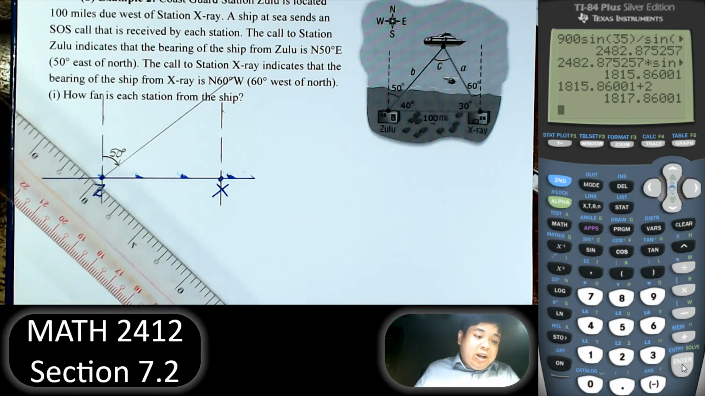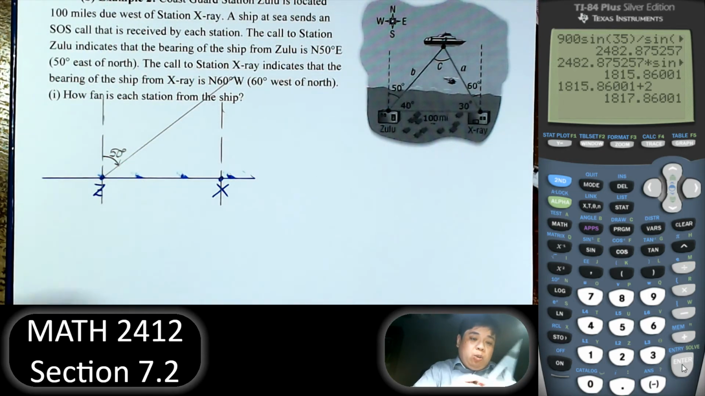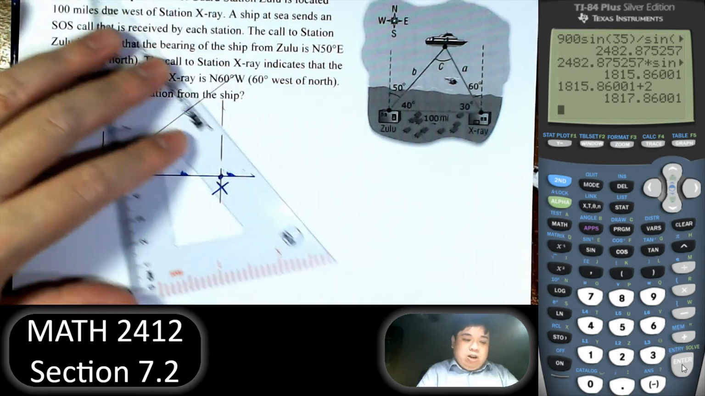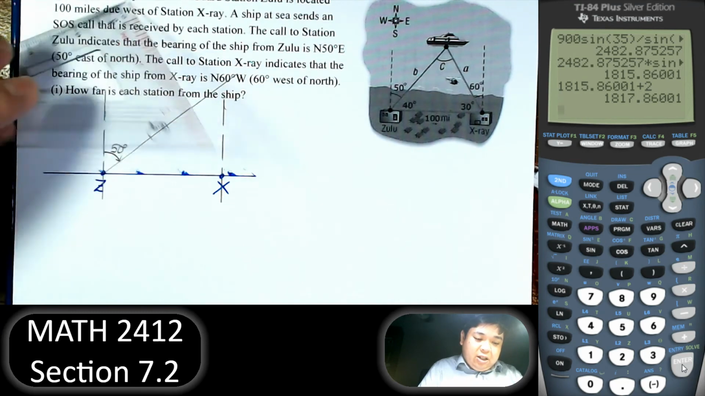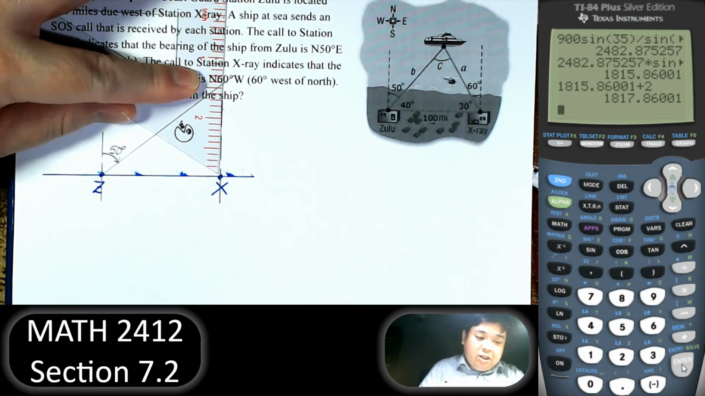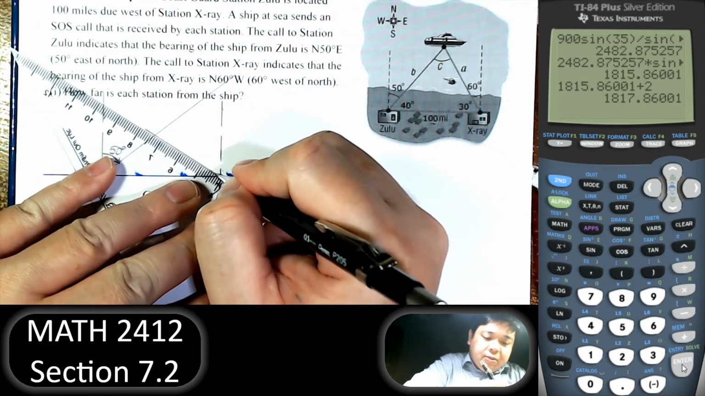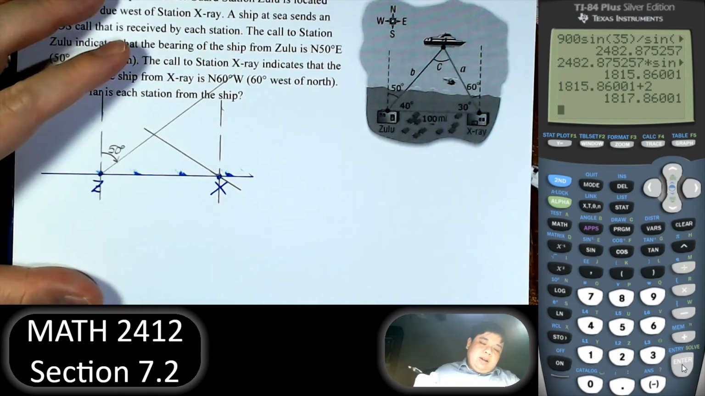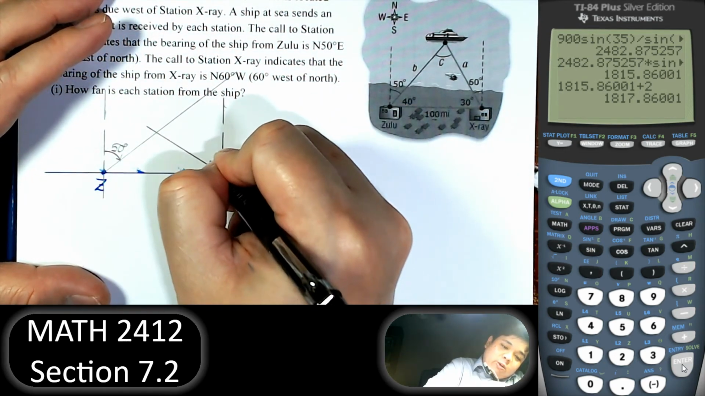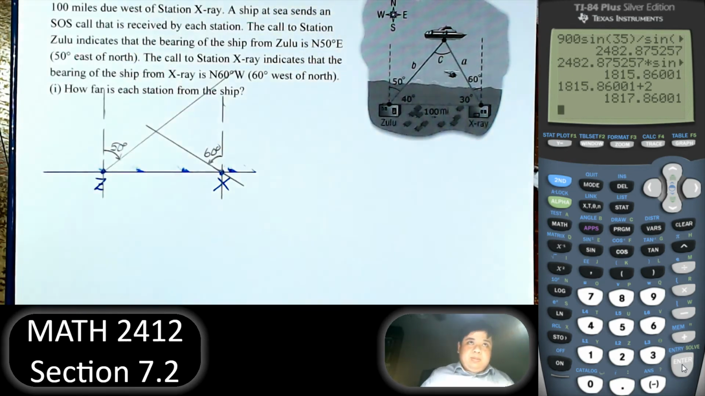And then from station X-ray, it is 60 degrees west of north. Actually, this is 60 degrees. This is a half equilateral triangle, so I can just say 60 degrees here. Exactly 60 degrees. And this is 60 degrees west of north. North, and then on the west side.